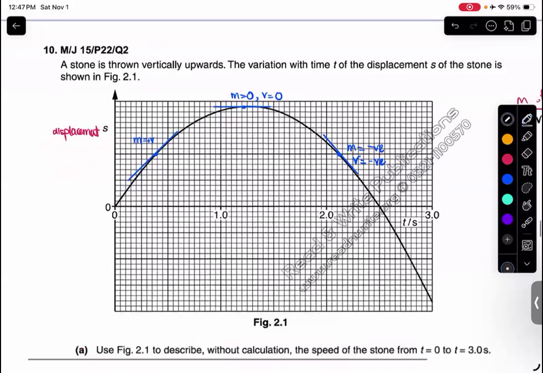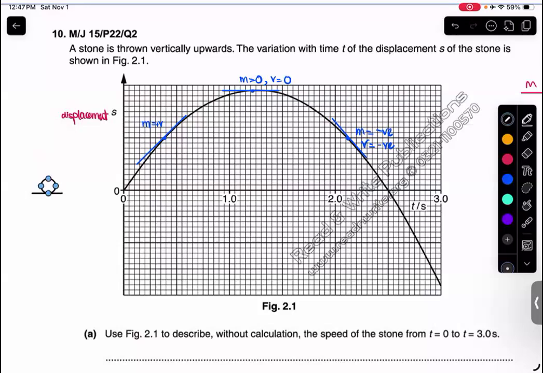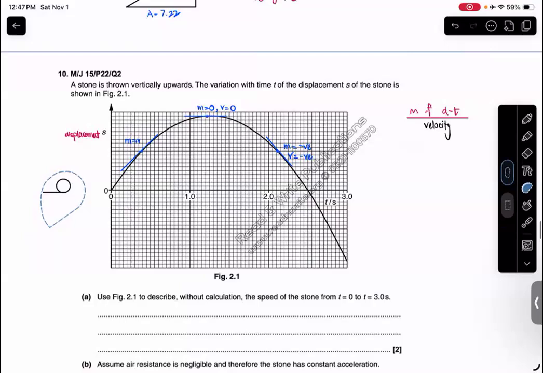It's falling down. So basically what happens in this graph, if you read it right, from zero to the top, this is the displacement decreasing. So if I were to make a diagram, this is the starting position of the ball. This is the starting position of the ball.